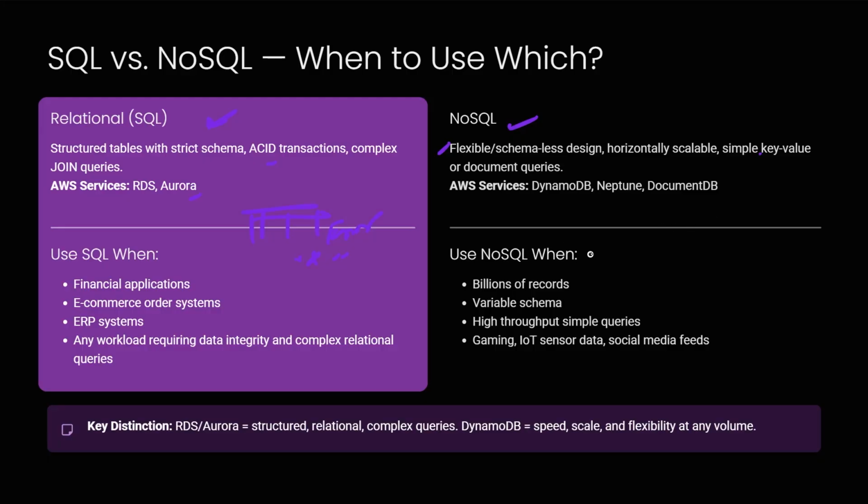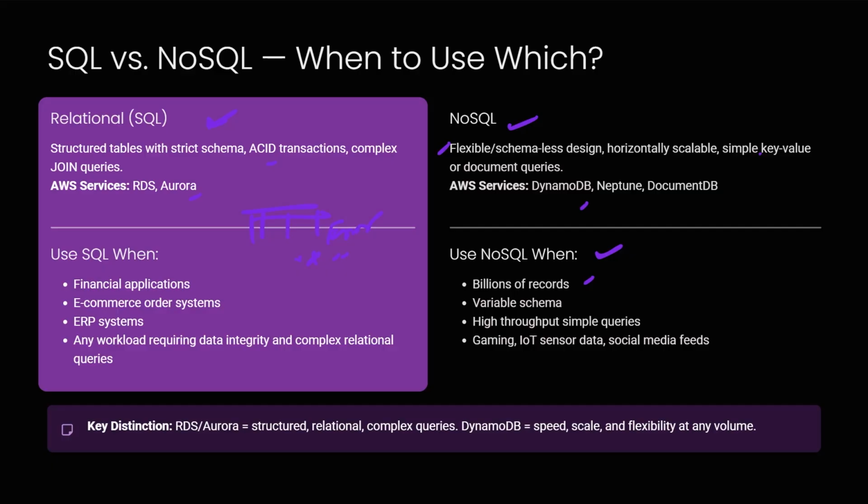Talking about when to use NoSQL: when you have massive scale and you don't want strict rules, think of a gaming leaderboard or an IoT thermometer sending data every second. On AWS, your main NoSQL service is Amazon DynamoDB. Even the platform you are using now is using DynamoDB.